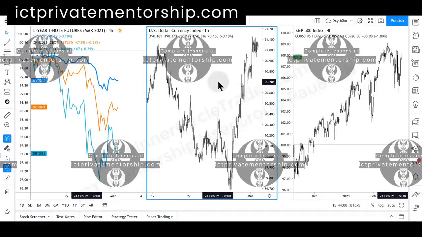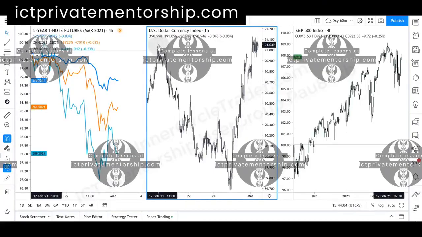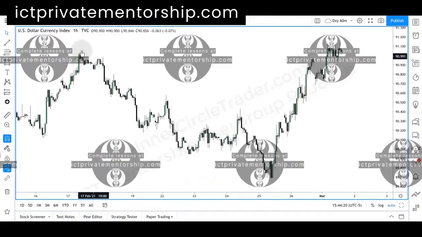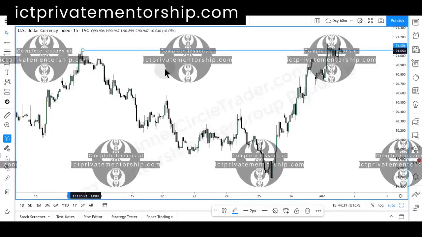All right, so right away, I want to bring to light that this old high back here was the market maker buy model. We said that the buy side liquidity would be the draw on liquidity. We opened up lower. Let me make this chart a little bit bigger. So here's that old high. We opened down, we gapped down, and then we traded up and we traded above this high. Let me put a little line on here so you can see. So we went through that and cleared the buy side liquidity there.